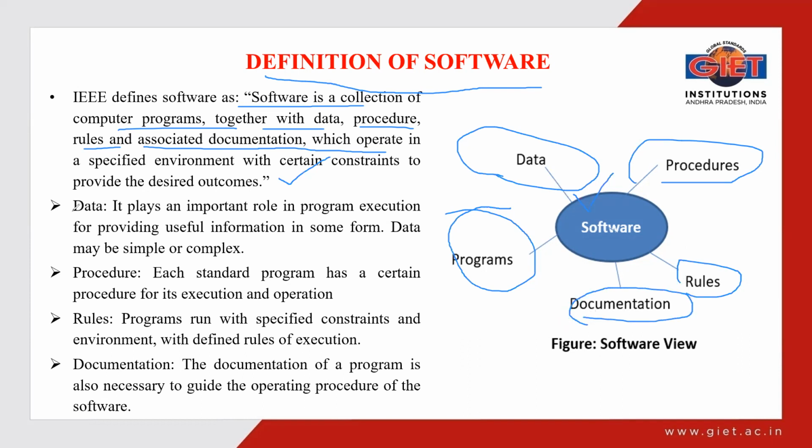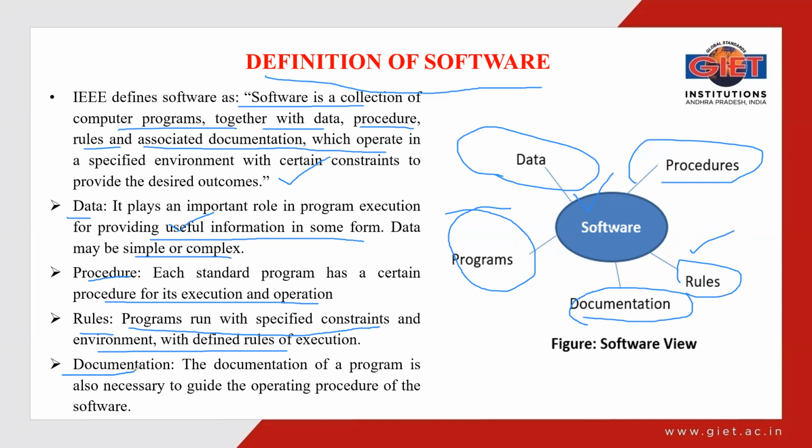What do you mean by data? It provides useful information in some form. It may be simple or complex data, but what data provides is useful information. What is a procedure? It has a certain procedure for its execution and operation. That means for executing any program, it has some procedure. What do you mean by rules? To execute that software, we need to have some rules.